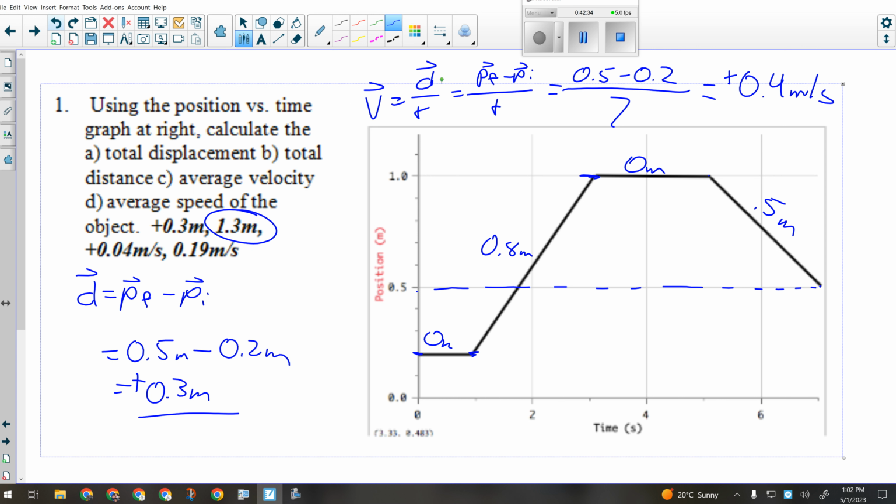Then the last one is average speed of the object. So v equals d over t. Speed equals total distance, which we already calculated to be 1.3 meters, divided by total time, 7 seconds. That should give us 0.19 meters per second. We don't put a positive on that because speed is scalar.